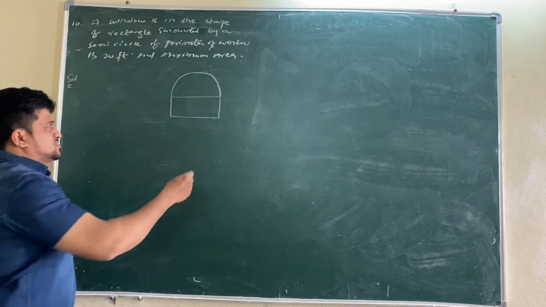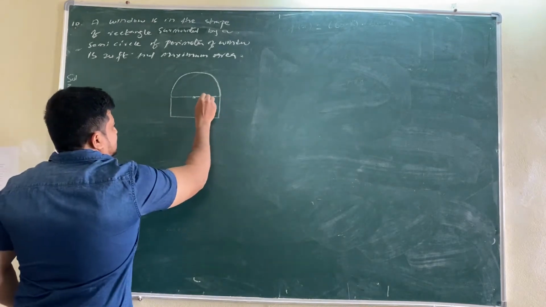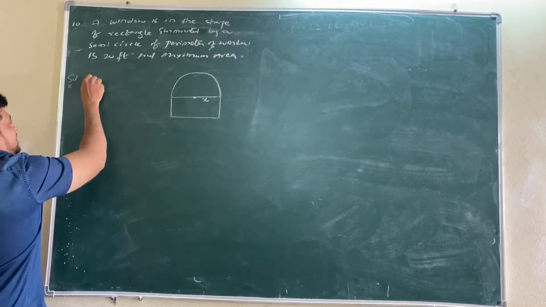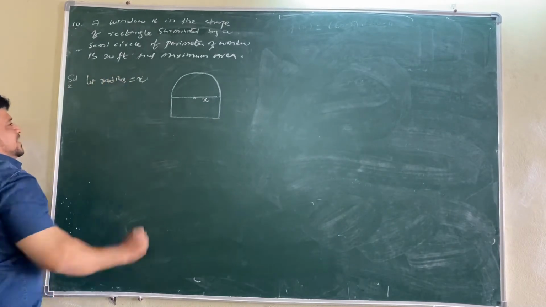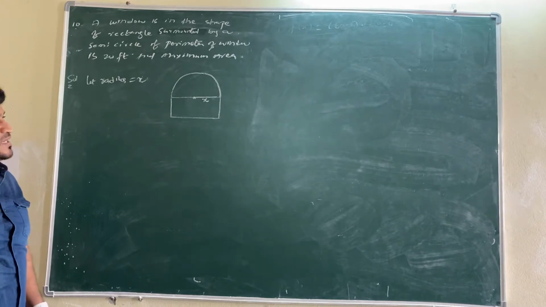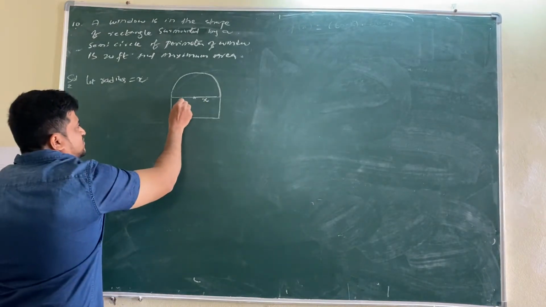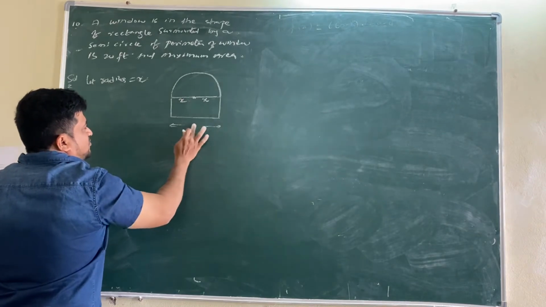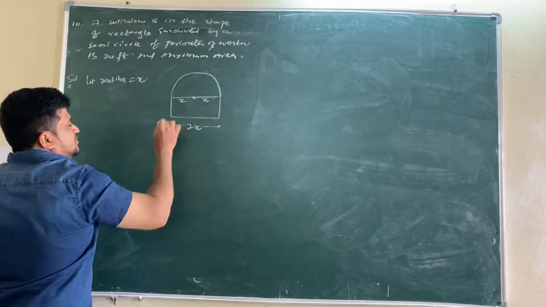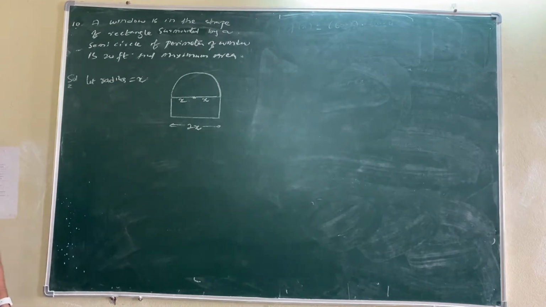What we have to do is start by taking the radius. First, what I am writing here: let radius equal x. The radius of the semicircle is x. If this one is x, this is also x from here to here. So opposite sides are equal. What is the opposite side now? 2x.